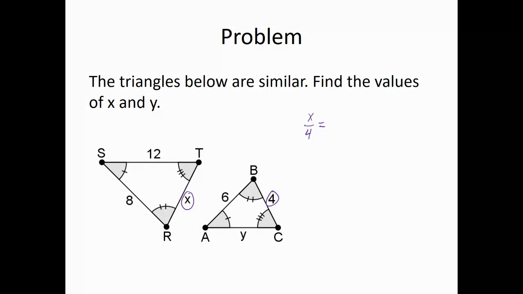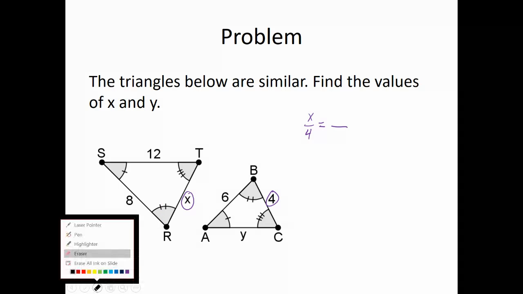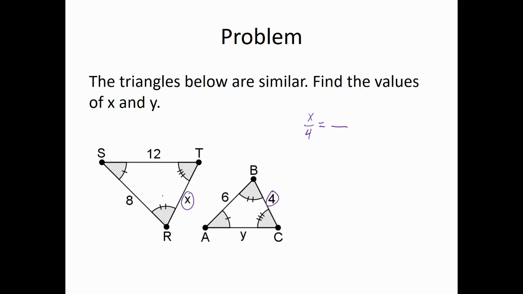And note this as well. The x, which is the top of the first ratio, is taken from triangle RST. So the top of my second ratio also must be a side taken from RST. We could try the 12. To what does the 12 correspond? Well, the 12 corresponds to the y because the 12 is opposite the double hash angle. And likewise, the y is opposite the double hash angle.